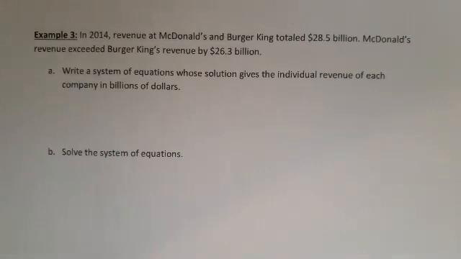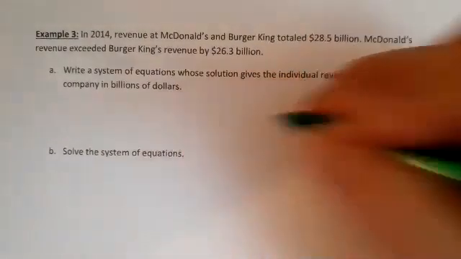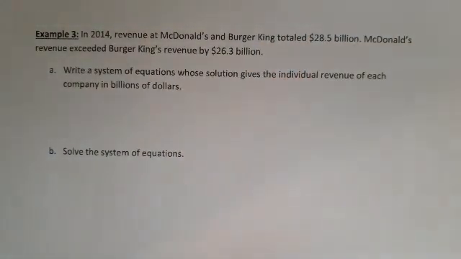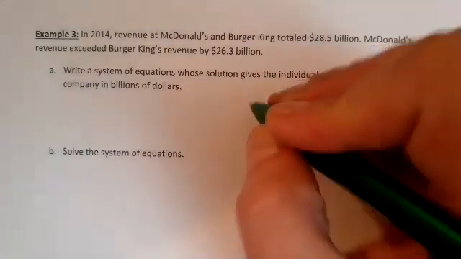So in 2014, revenue at McDonald's and Burger King totaled $28.5 billion. McDonald's revenue exceeded Burger King's by $26.3 billion. I think I'm just going to do it. Write a systems of equations where the solution gives the individual revenue of each company. Okay, so we want to write a systems of equations.